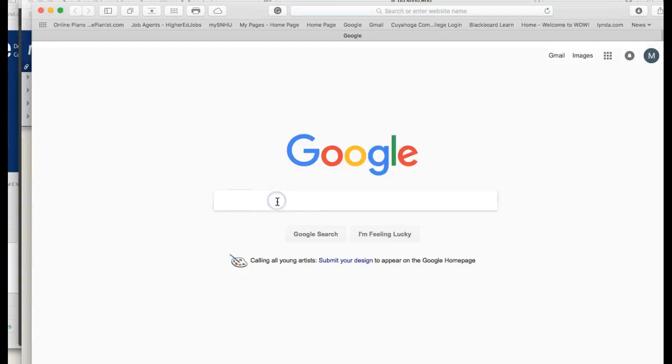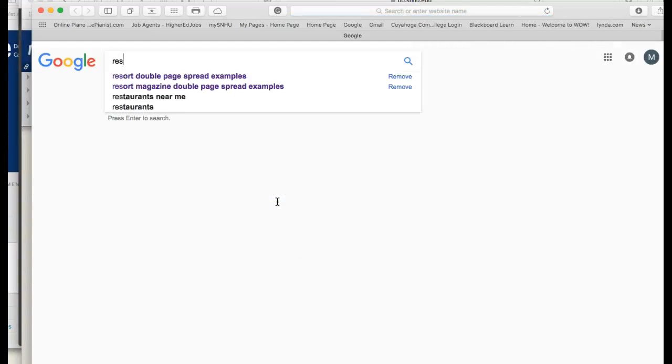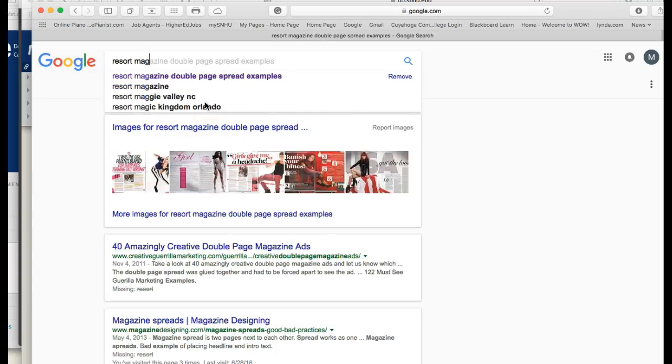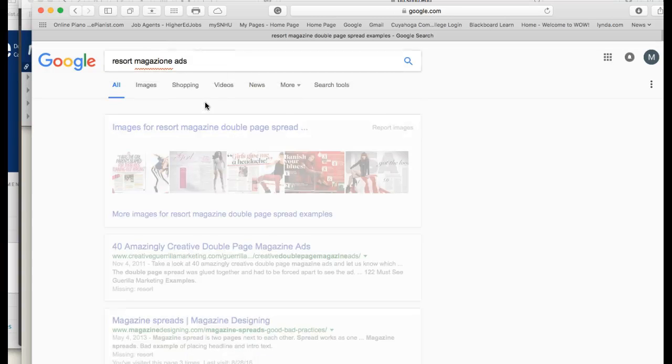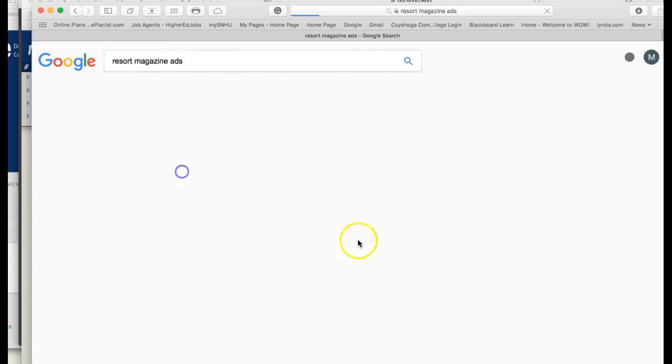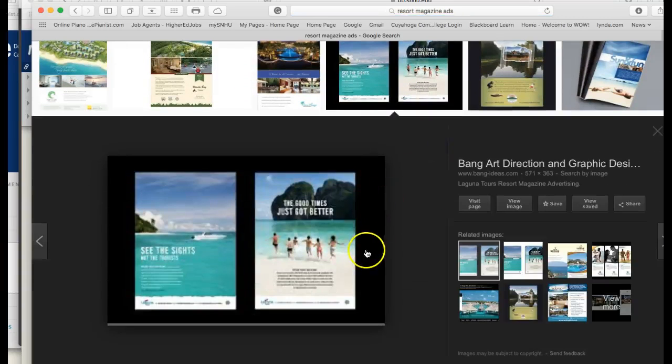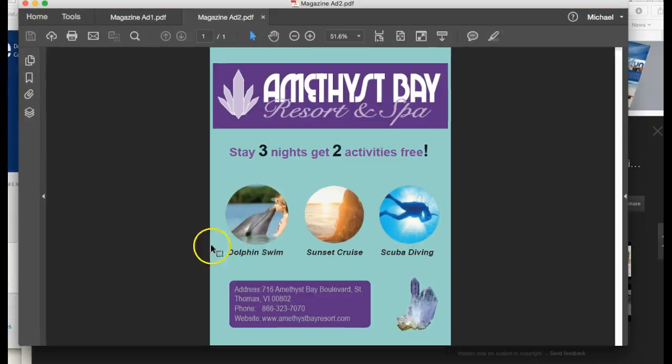Let's just say resort magazine ads. Okay, resort magazine ads. Let's see what we have. Now, I've been using this one a lot, but I'll use some other ones. I love these because they're just so exemplary of good mechanics in an ad. And what am I talking about?